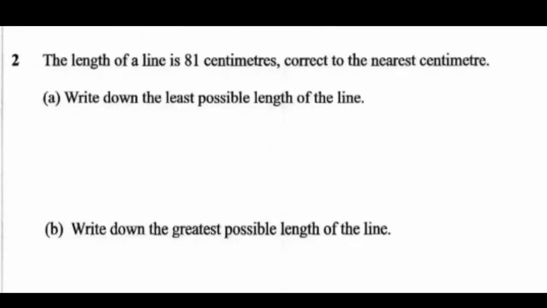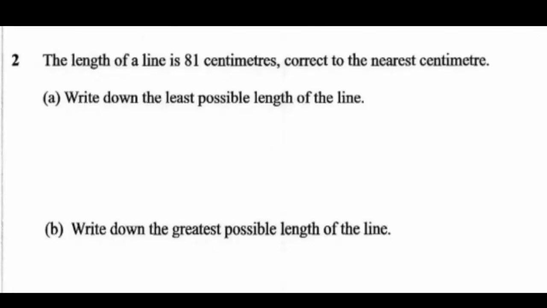Here we have another question. This time the length of the line is 81 centimeters, and we need to find the lower and the upper boundary for that. Again, there are 0 decimal places, so we will look to the first decimal place to find the lowest number that will round up to 81 and the highest number that will round down to 81.